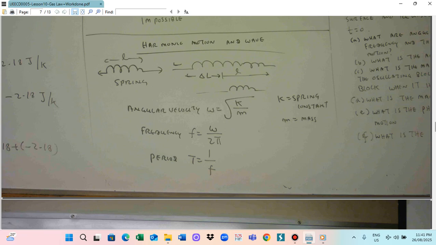Firstly, when you pull the spring it elongates, so the total length is longer than the original length. When you release the force, the total length becomes temporarily shorter than the original length, and then it expands again. Expansion and contraction happen like this, and we call this harmonic motion. For this harmonic motion we can calculate the angular velocity.